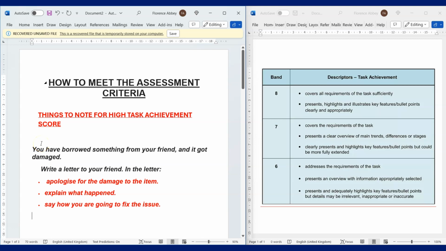Let's read the sample question. It states that you have borrowed something from your friend, and then it got damaged. So you borrowed something from a friend and it got damaged, and you're going to write a letter to your friend, and in the letter you're going to apologize for the damage of the item, and you're going to explain what happened and say how you are going to fix it. So how do you achieve this task?